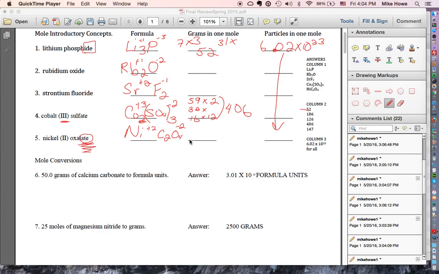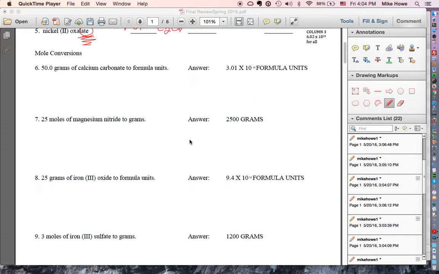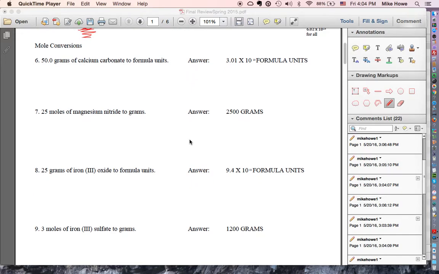Continuing on with question number 6. These are mole conversion problems. You might want to use your mole map. Here's a quick version of it.